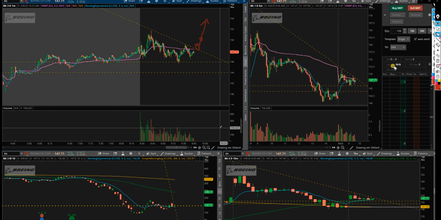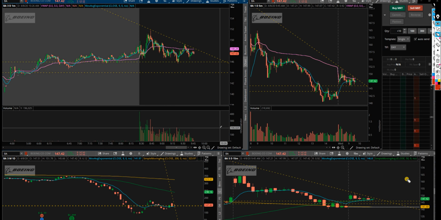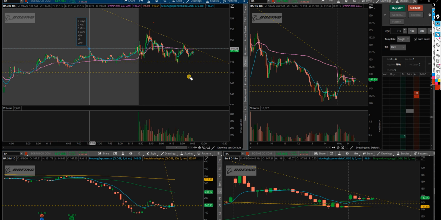And that's where I would take my profits. The cool thing about this strategy is that I have plenty of time. I already have a plan laid out, right? I've already drawn the trend and I'm just waiting for it to break. Once it breaks, that's when I'm going to get in. If it doesn't break, I'm not going to get in, right?